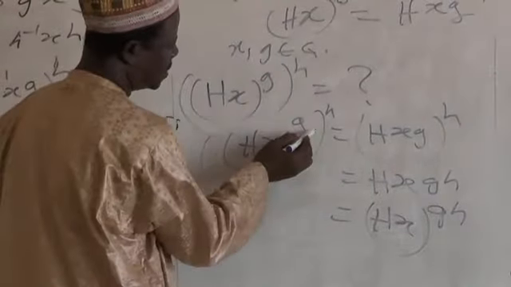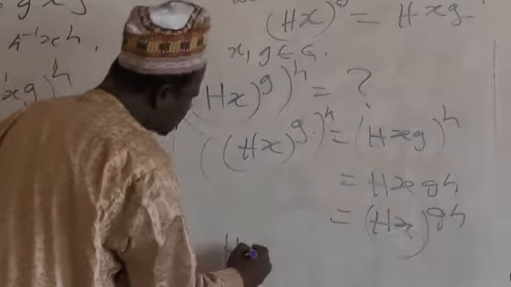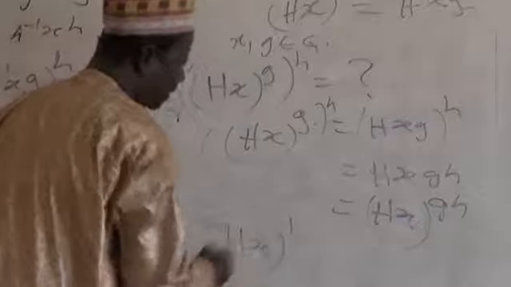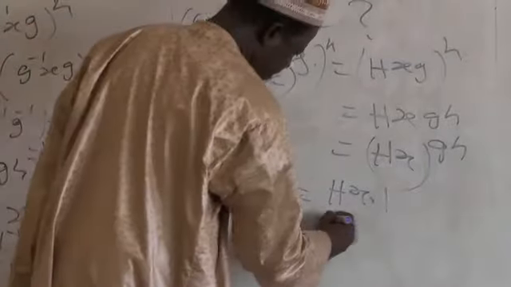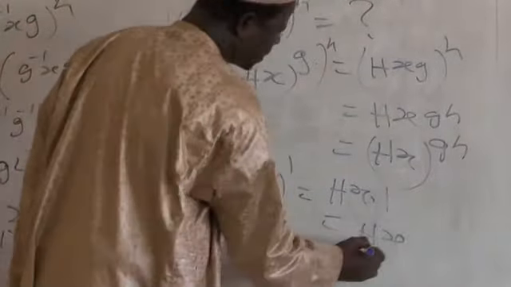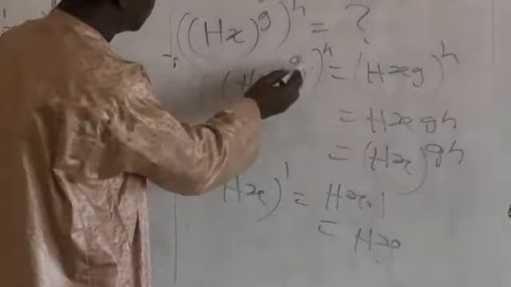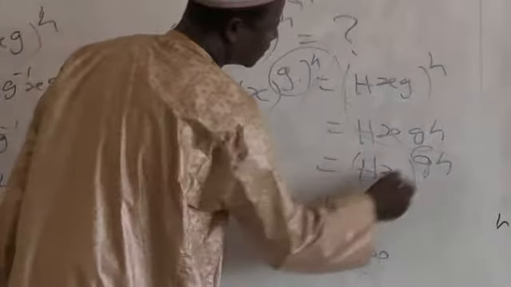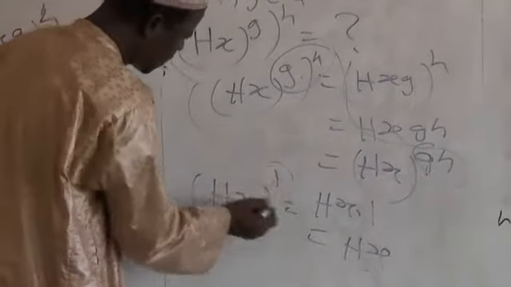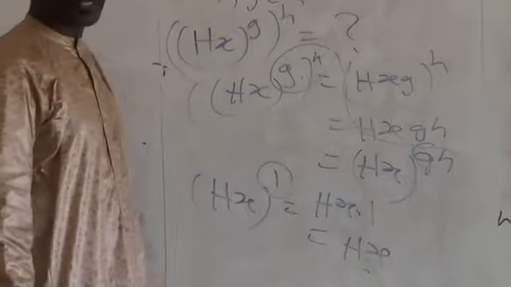So you start with this. And what is Hx under 1? It's going to be Hx times 1, which is equal to just Hx. So this is actually a group action. It has satisfied the two properties: Hx under g under h is equal to Hx under gh, and Hx under 1 is equal to Hx. So it satisfies the group action.